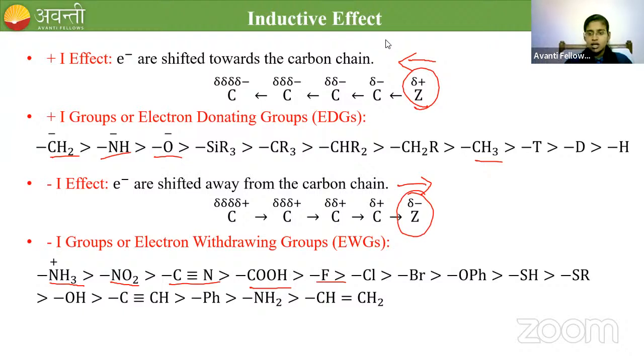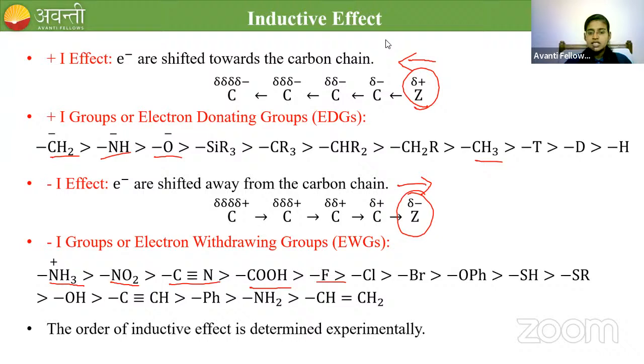And the order of inductive effect is determined experimentally. How are we giving this order for these effects? It is an experimentally determined value. Here you see we have SH and OH. Sulfur and oxygen both belong to the same group, and we know that oxygen is more electronegative. So if something is more electronegative, it will withdraw the electrons towards itself more effectively.